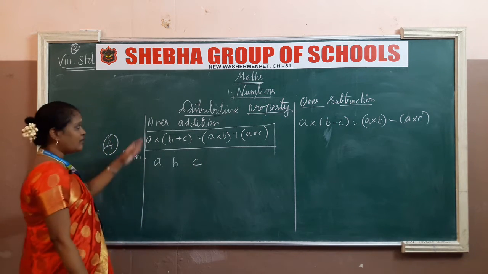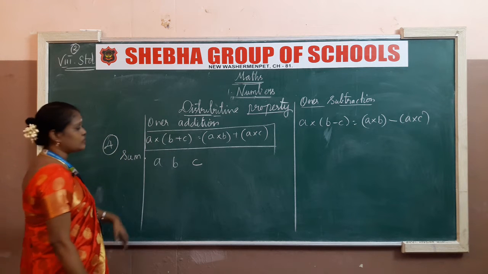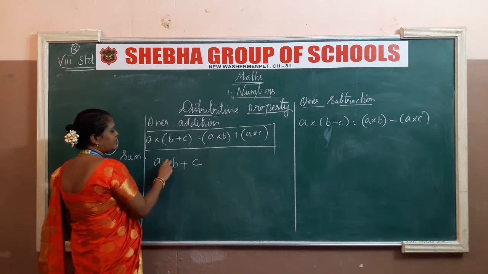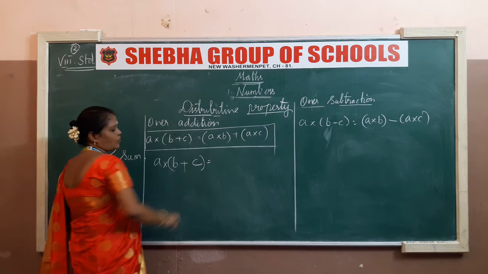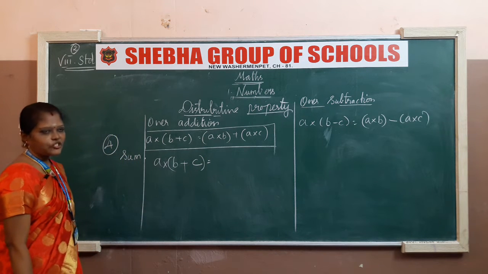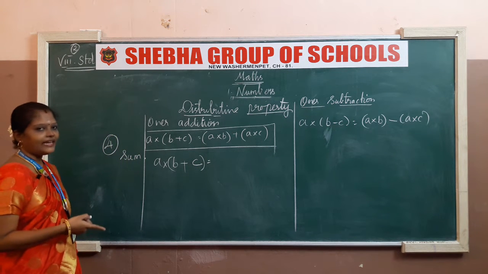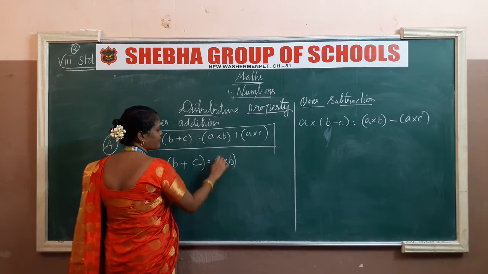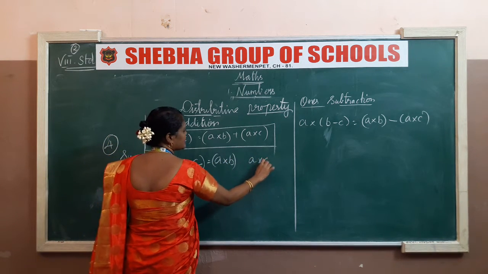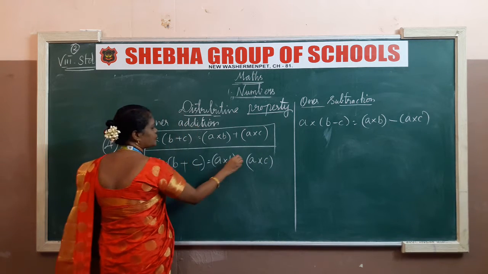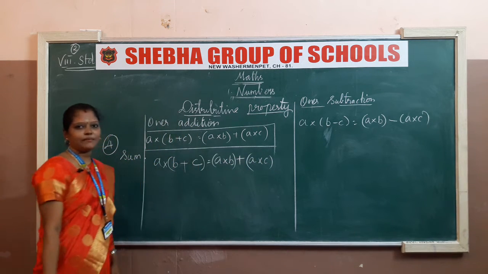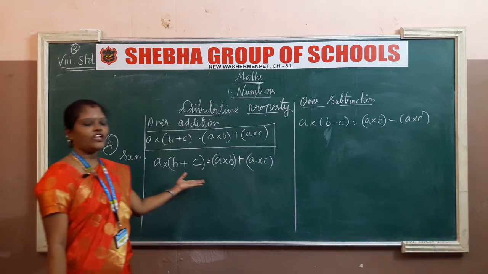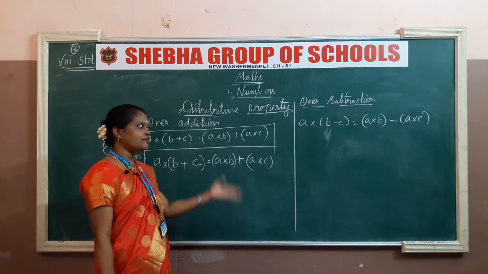We are doing addition, so first we put the addition here, and then multiplication. So only this side has the 3 rational numbers. When it comes to the right hand side, how should we write? A, first multiply A with B, and second multiply A with C. What are we doing? Over addition. So automatically the plus symbol comes. This is the easiest way you can recall your formula, that is the distributive property.